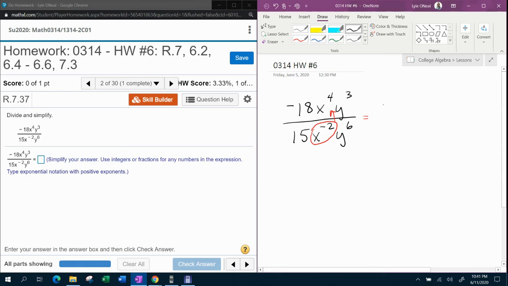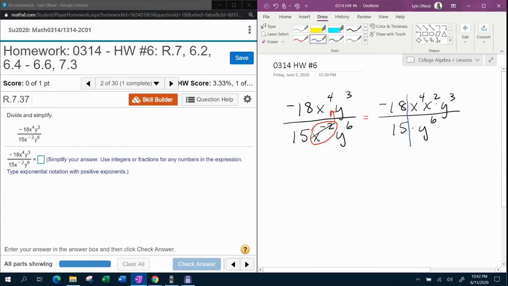So rewriting the problem, we're going to have negative 18 x to the 4th, x squared. Do you see that? The x to the negative 2 came to the top, and that makes his exponent positive. Y to the 3rd all over 15 y to the 6th, okay? So now that all the exponents are positive, now we're going to combine or reduce, okay?